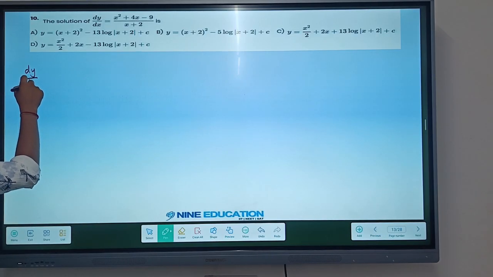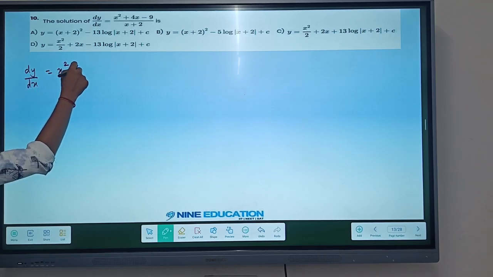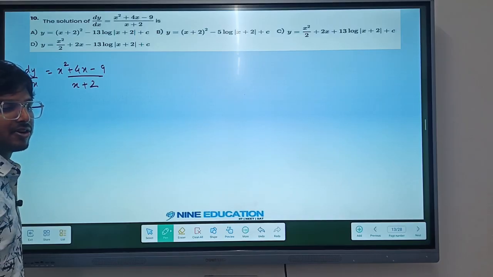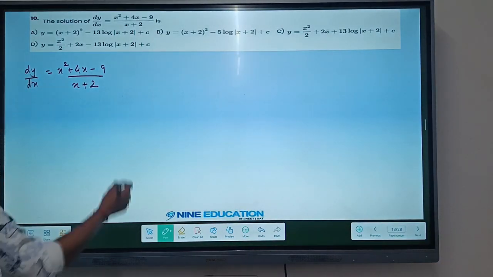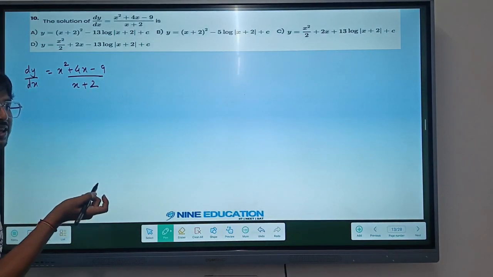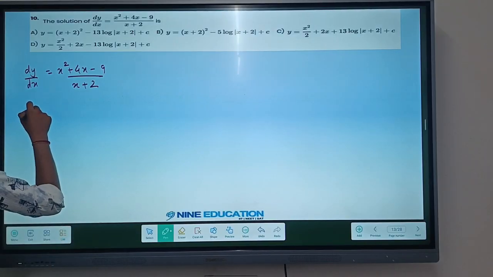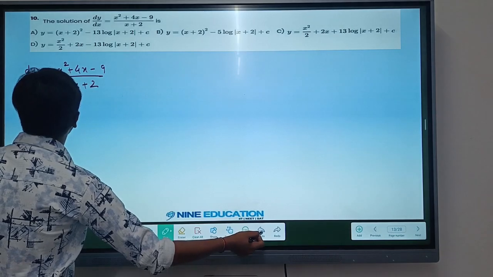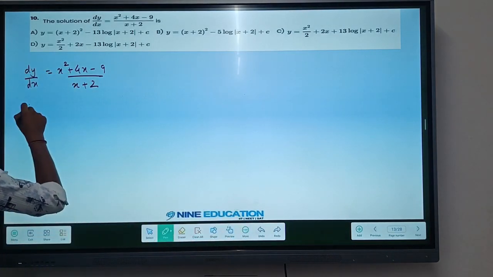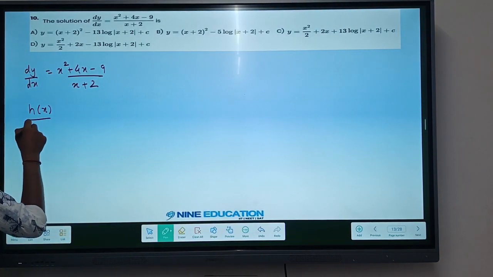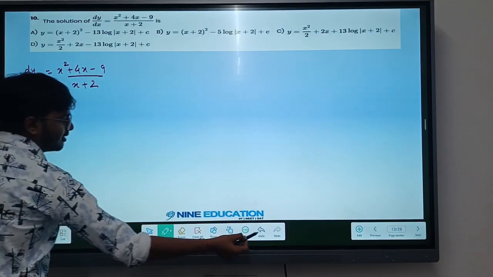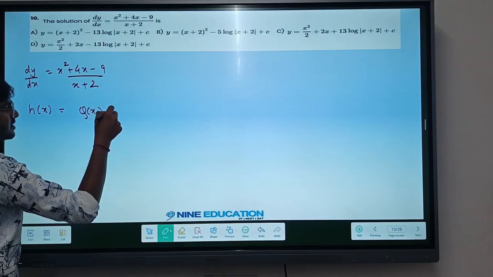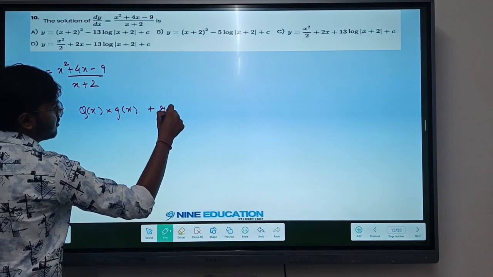dy by dx is given as x square plus 4x minus 9 divided by x plus 2. So this is an improper fraction. So I have to convert it to a proper fraction. What will I do? I'll divide them. So let's say I have a function h of x, and if I divide it by g of x, you'll get a quotient q of x and you'll get a remainder r of x, yes or no?